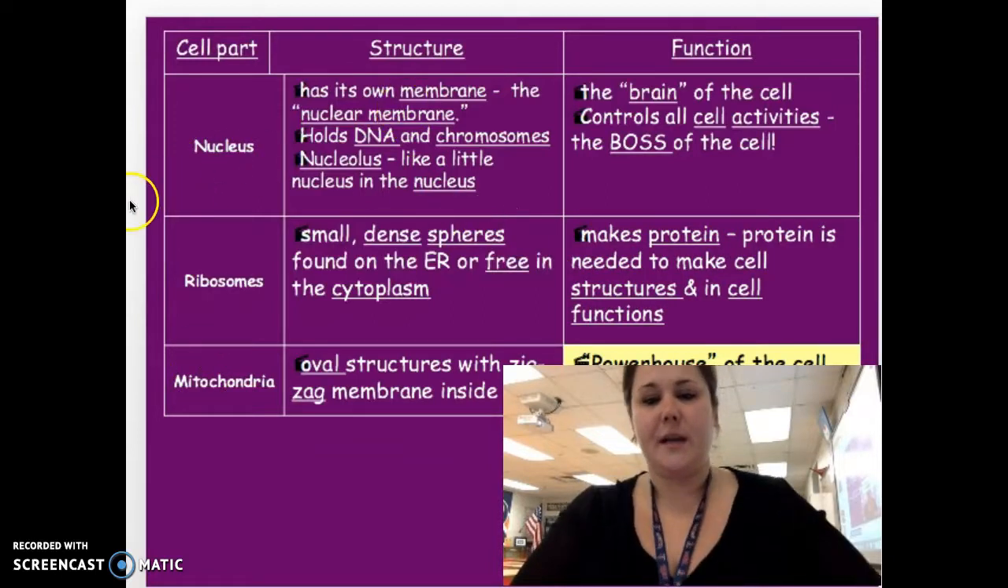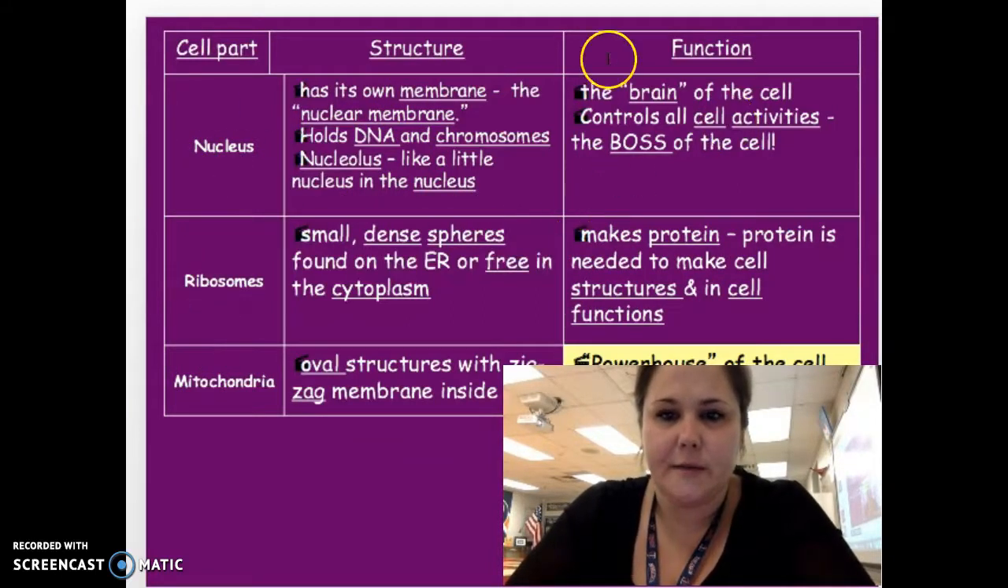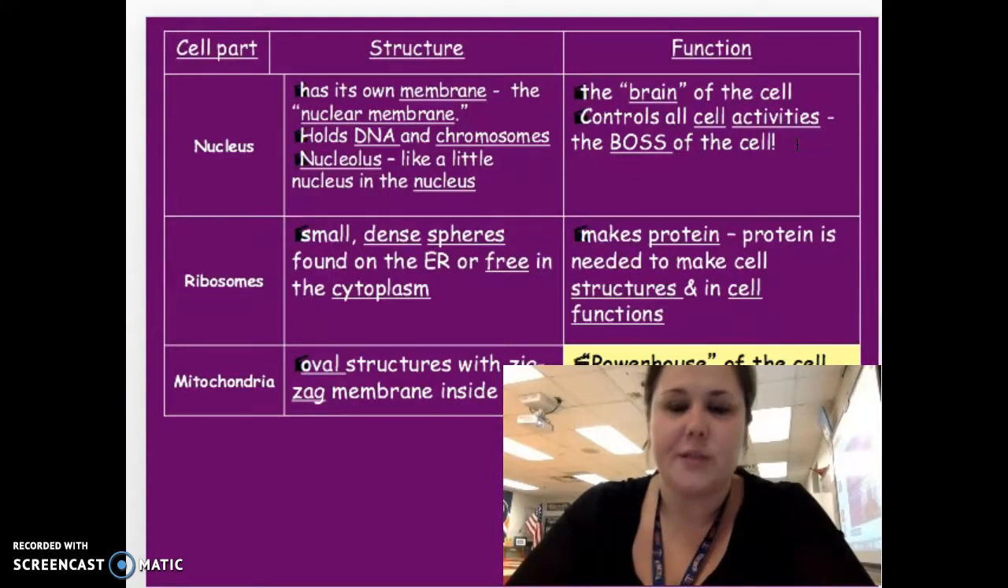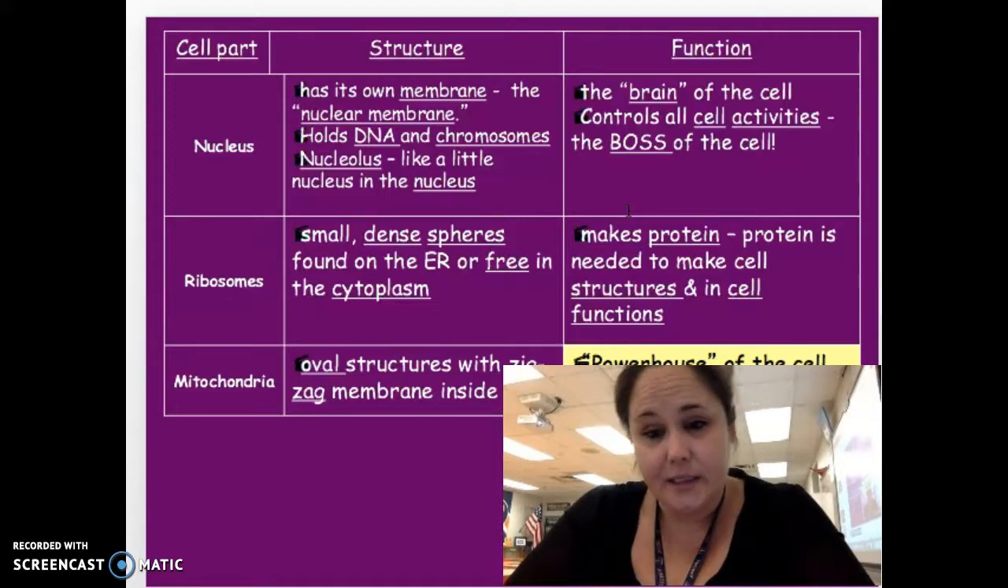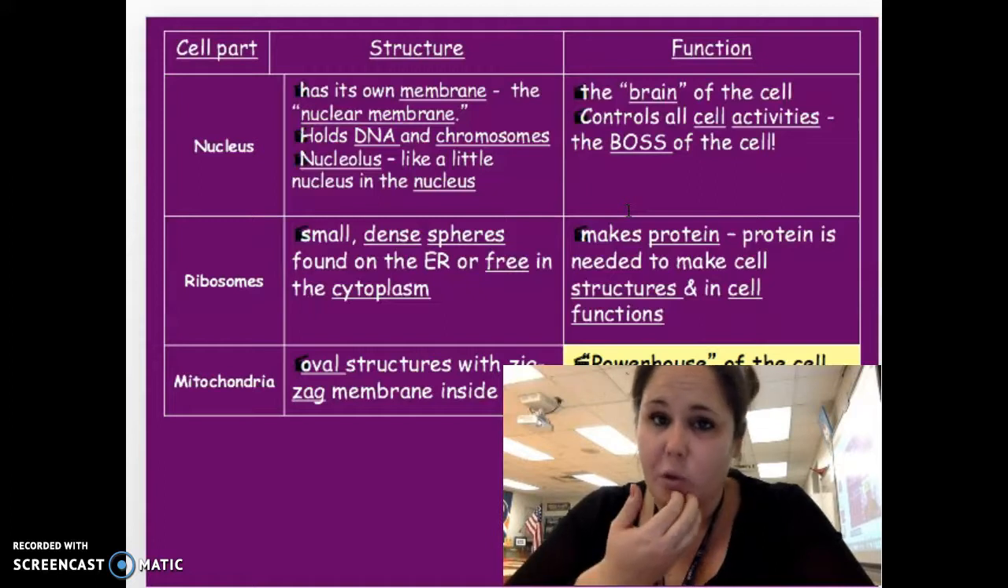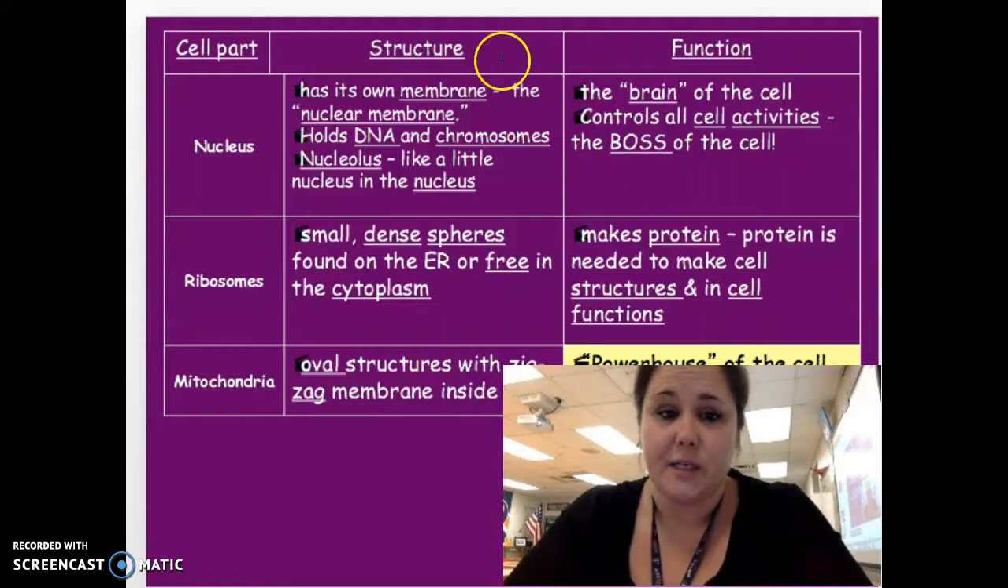Okay, so you get the idea with the paper. So this one, nucleus, function, controls all the activities. So I'm going to say to myself, what in a school controls all the school's activity? Who's the boss or the brain of the school? And that would be the principal, in my opinion. So on my rough draft, I'm going to say a nucleus is like a principal because they both control all the school's activities, or all activities.